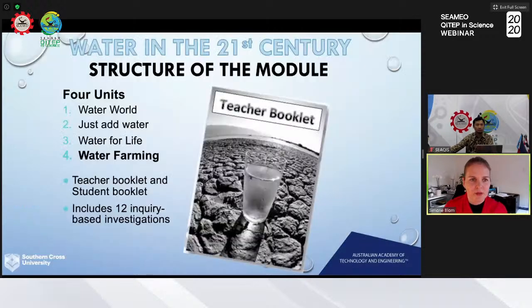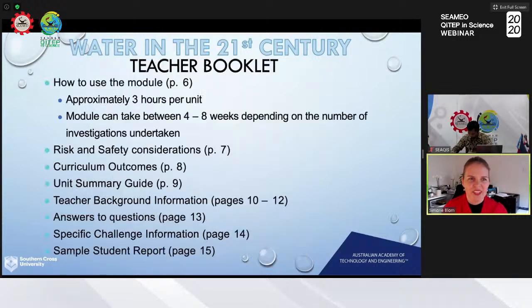So this is why we developed the Water in the 21st Century module as part of the ATSI Stella STEM collection. And I'm going to talk through one of the examples today, which is the unit on water farming. There are four units, however, and each unit is gone through in detail in both the teacher and the student booklet, and there are 12 inquiry-based investigations in those booklets as well. In the teacher booklet, we tell you how to use it. So we go through how you can use each unit and the module.